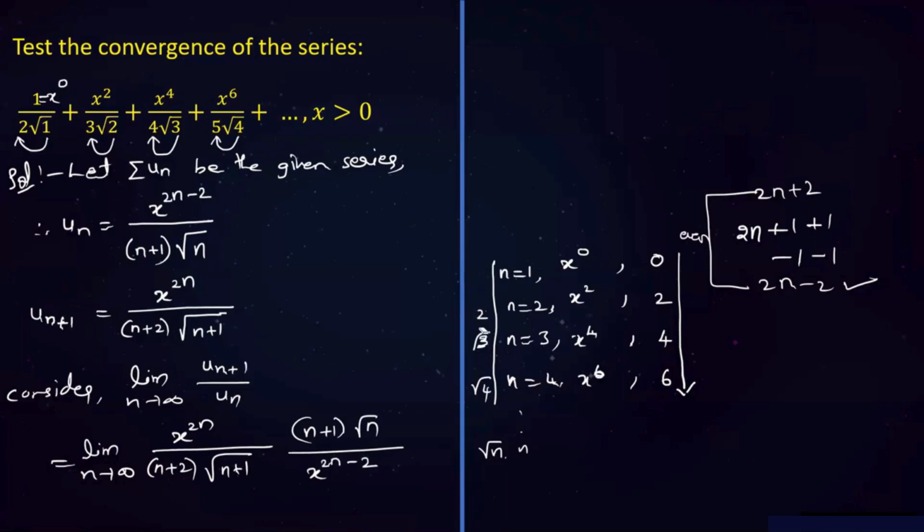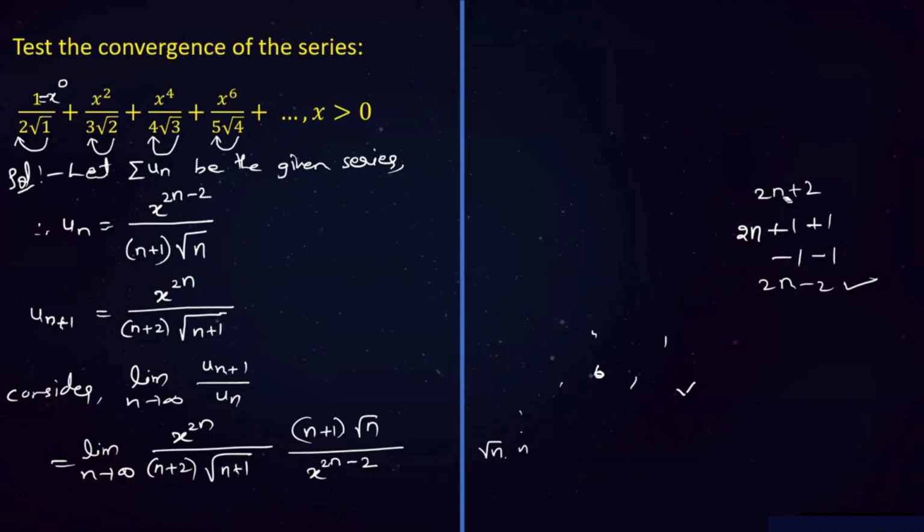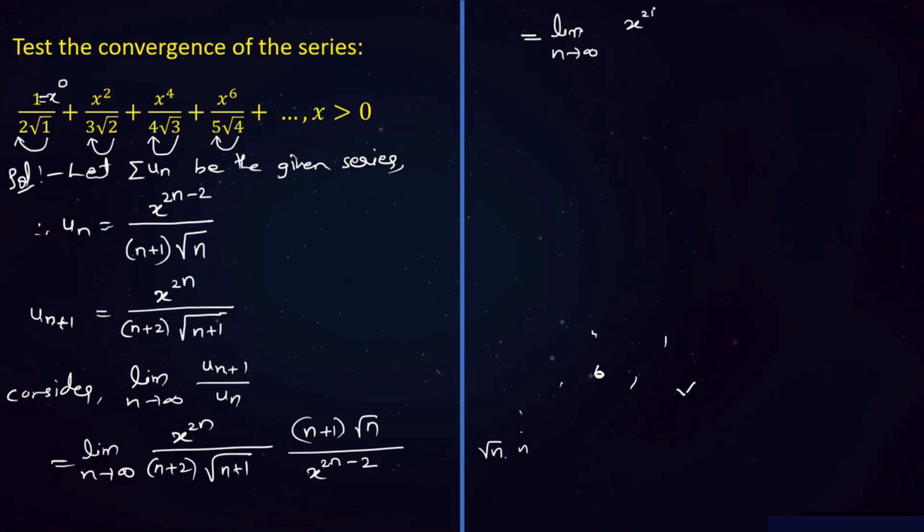Let us just try to rewrite all these things, and then we can take the limit. Depending on the limit value, we are going to give a conclusion. That's all a regular story. I'm just proceeding like this. This is equal to limit n tends to infinity. I'm just trying to separate all the terms one after the other. I'm writing this x to the power of 2n as it is.